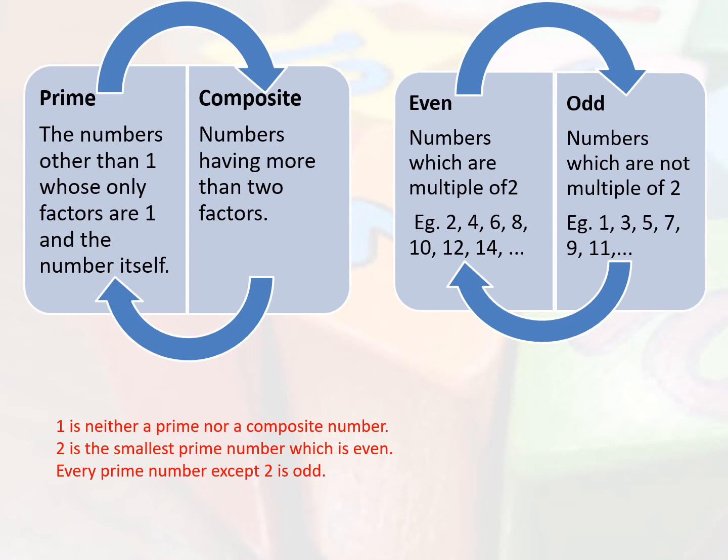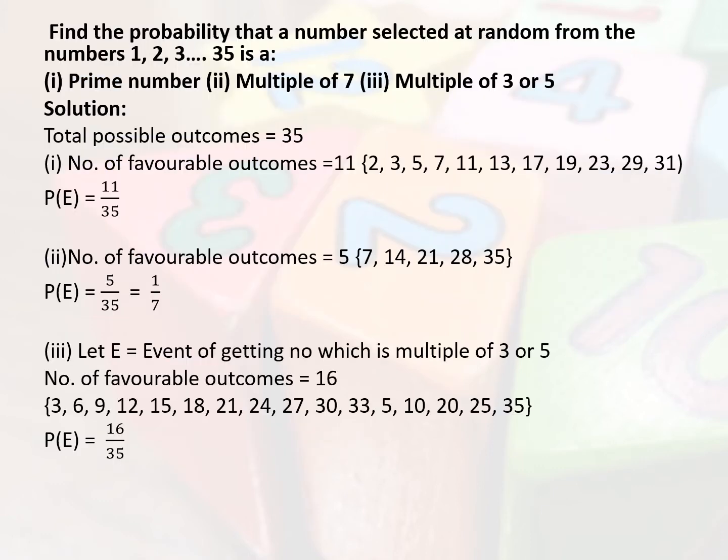Next we have some important remarks. One is neither a prime nor a composite number. 2 is the smallest prime number which is even, and every prime number except 2 is odd. Now let us look at the question which is based on these definitions. Find the probability that a number selected at random from the numbers 1 up to 35 is a prime number, a multiple of 7, or a multiple of 3 or 5.